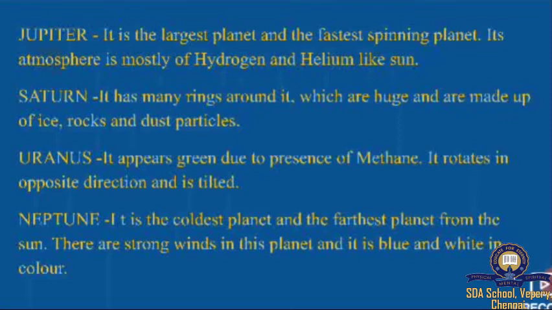Neptune is the last planet and is said to be the coldest planet and the farthest planet from the sun. It is too far from the sun because it is the last planet. There are strong winds on this planet, and it is blue and white in color. There we come to the end of the 8 planets.